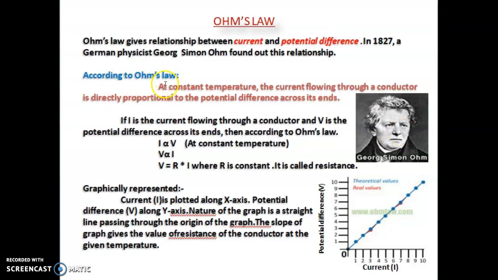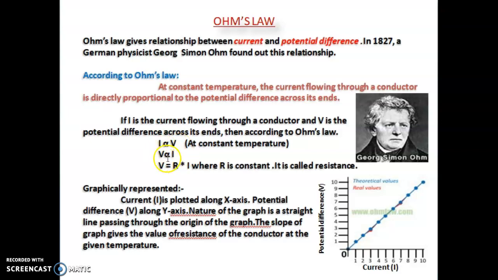According to Ohm's law, at a constant temperature, the current flowing through the conductor is directly proportional to the potential difference across its ends. If I is the current flowing through a conductor and V is the potential difference across its ends, then according to Ohm's law, I is directly proportional to V, at a constant temperature. We can write it like this also, V is directly proportional to I. This means that when the current is increased, the potential difference is also increased.